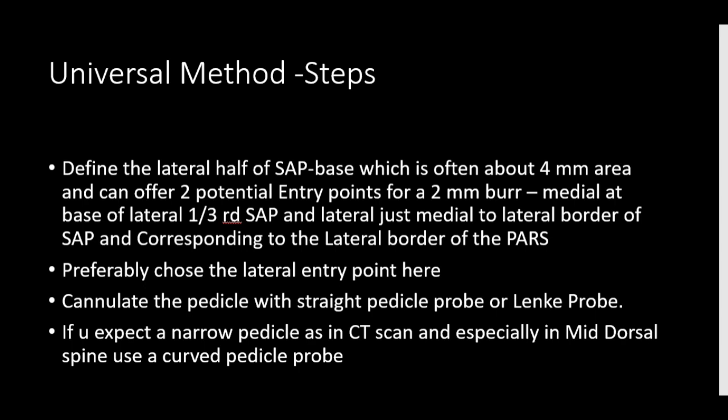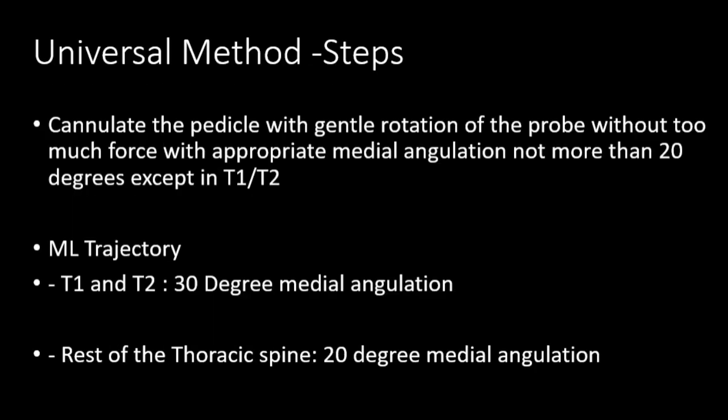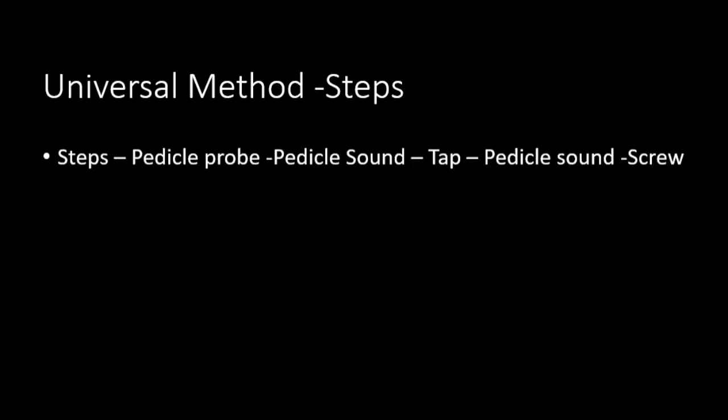If you expect a narrow pedicle, as seen on CT scan, especially in the mid dorsal spine, use a curved pedicle probe. Cannulate the pedicle with gentle rotation without too much force, with appropriate medial angulation not more than 20 degrees, especially in the rest of the spine, that is T3 to T12. In T1 and T2, you can give about 30 degree angulation. So T1 and T2 30 degree medial angulation, and the rest of the spine 20 degree medial angulation.